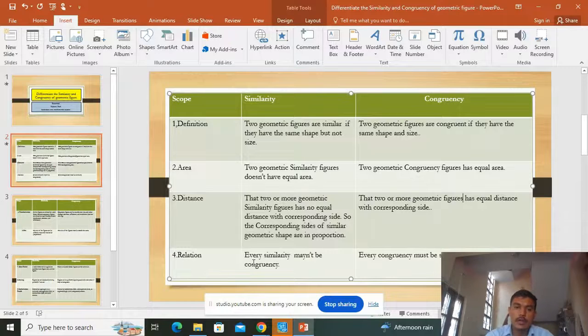Then in the relation, what is the relation between similarity and congruence? Every similarity may not be congruence. Every congruency must be similarity. So their relation is this.